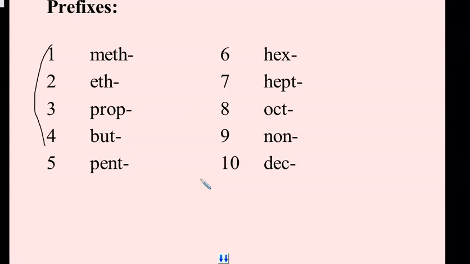You've heard of a few of those. You've heard of methane gas. That's what's on Bunsen burners. You've heard of propane gas. I will tell you the first 3 are gases, and then 4 through 10 are actually liquid at room temperature. So meth, eth, prop, bute.